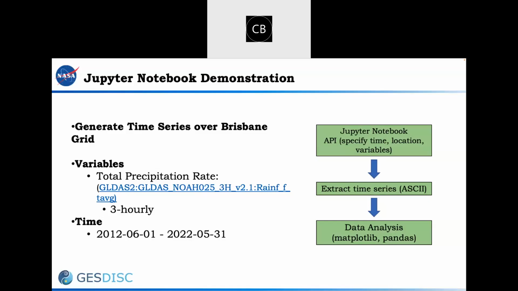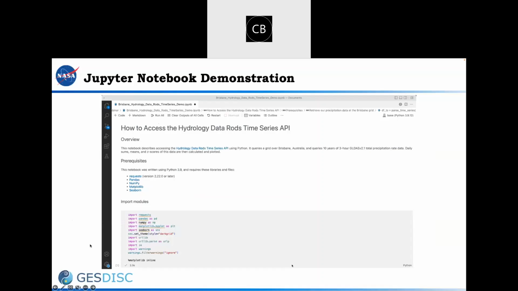Once I know the time, the location, and the variables that I want, I'm going to pass those to the API link. I'm going to extract that time series data in ASCII format. ASCII is basically the data returned to you in a text format. And I'm going to stick those inside of a pandas data frame and do some plotting with Matplotlib. Pandas is essentially a data analysis library, and Matplotlib and Seaborn are used to create various plots.